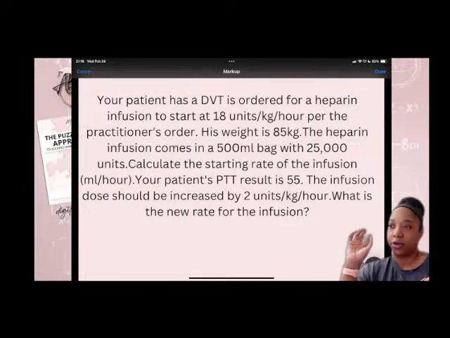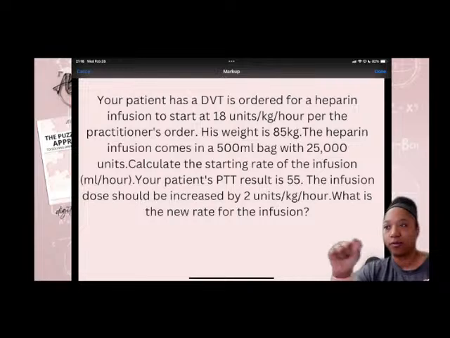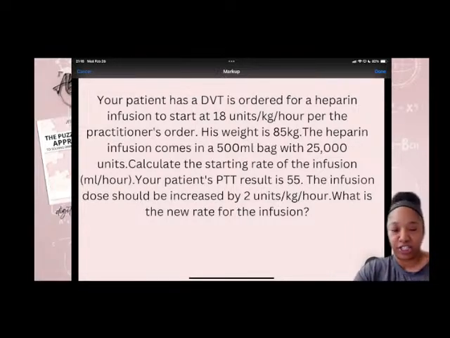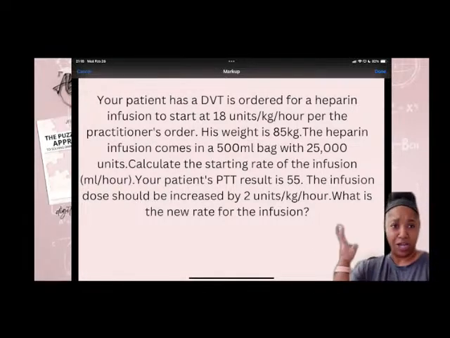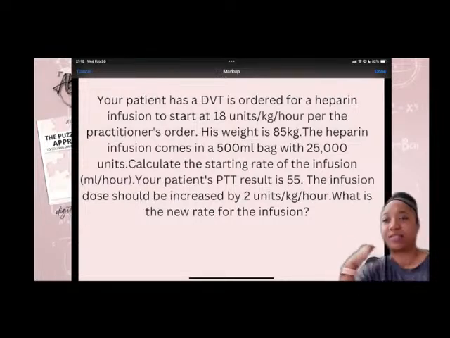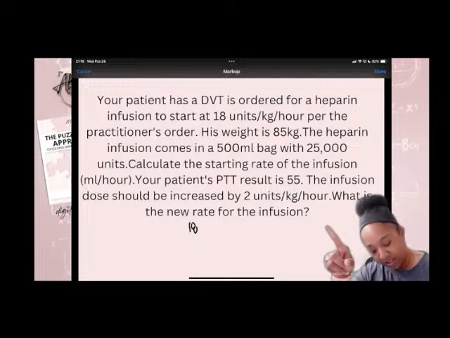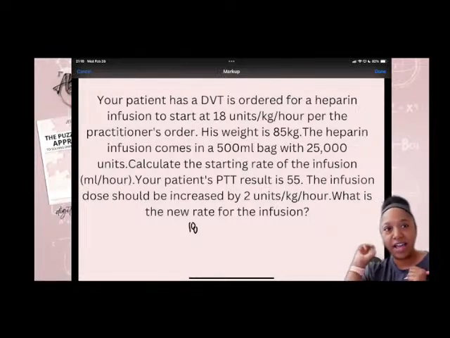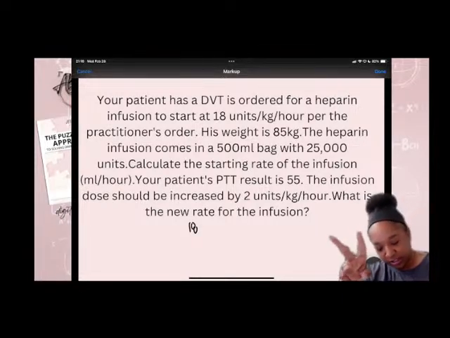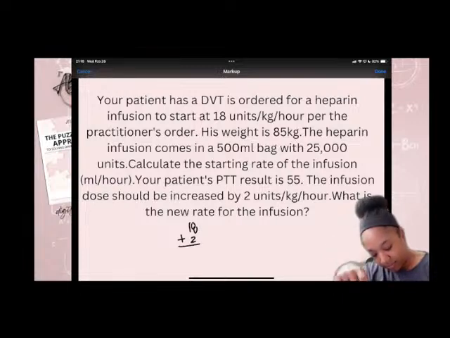It needs to be increased by 2 units per kilogram per hour. What is the new rate for the infusion? So this is what's called a titration. When you titrate something, you're just changing the rate. So when you see titration or drips, don't be like, "Oh, it's a titration problem." You're just changing the rate. So if the initial order was 18 units per kilogram per hour, and you increase it by 2 units, wouldn't this be your new order?